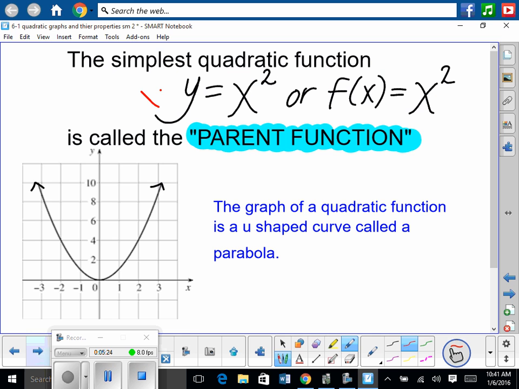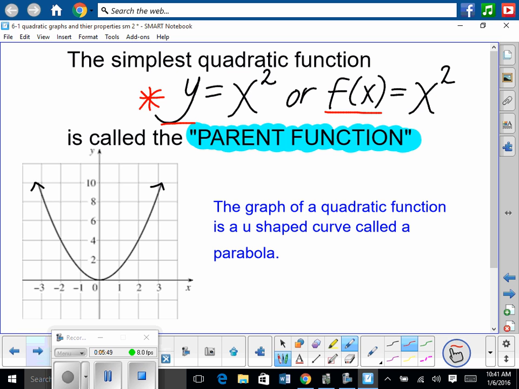This is the parent function for a quadratic. So every quadratic we see is going to be a form of y equals x squared. So y equals x squared is the parent function of a quadratic. Or we could say f of x is equal to x squared. Technically, f of x is nicer because that just means we have a function of x. Remember, f of x and y are the same thing. So either or. So this is the parent function.